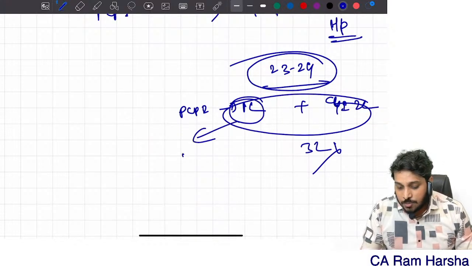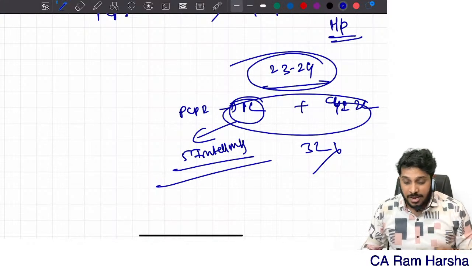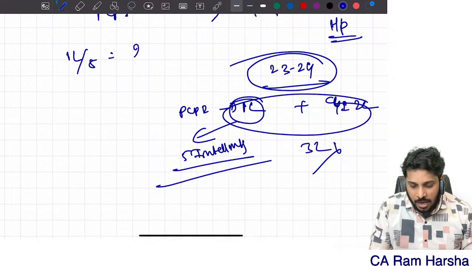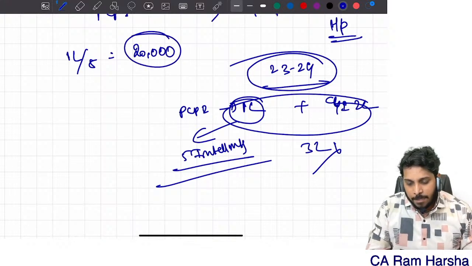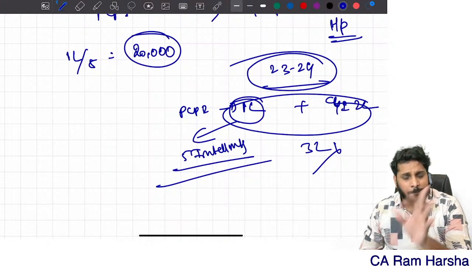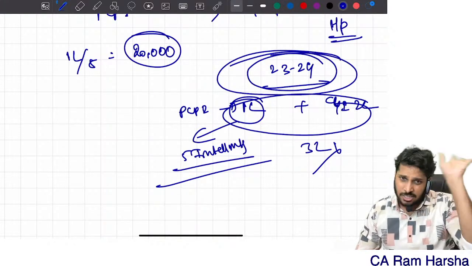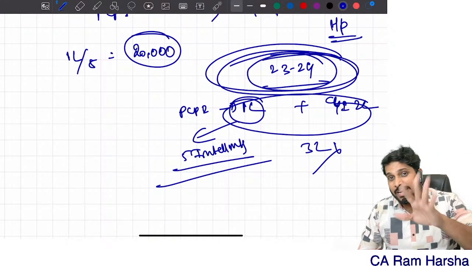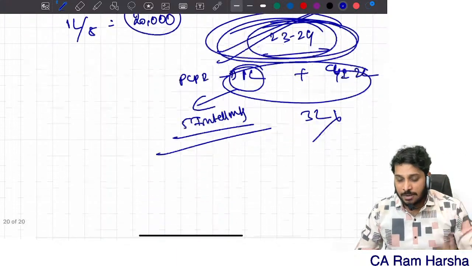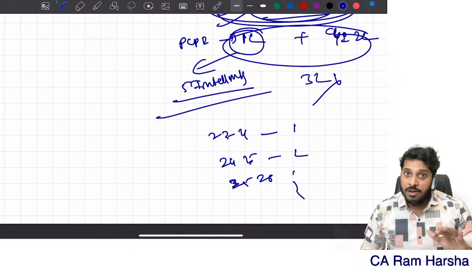This 1 lakh is split into 5 installments. 1 lakh divided by 5, how much? 20,000. 5 installments you will claim, each installment in 1 year. From which year can you claim? From the year in which you completed the construction. From this year you can claim deduction. So 23-24 first installment, 24-25 second installment, 25-26 like this up to the 5th installment.